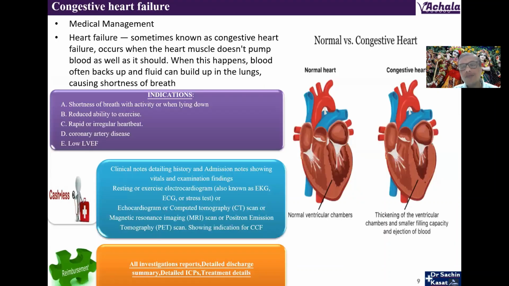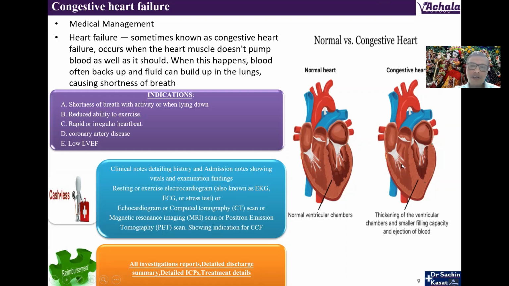Congestive heart failure is one of the commonly occurring conservative claims. So it's a medical management. Here there is a heart failure. It occurs when the heart muscle does not pump blood as it should. So there is a backlog collection. It creates pressure on the heart functioning. And that is why you go into congestion. So you will see the difference in the pictures. There is a thickening of the ventricular chambers. And the filling capacity is reduced internally.